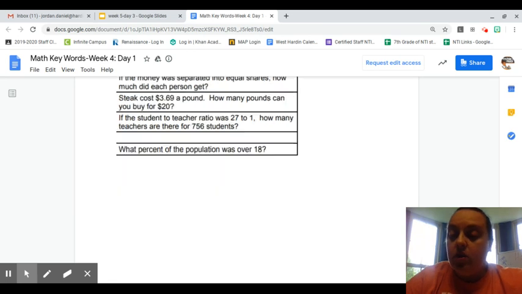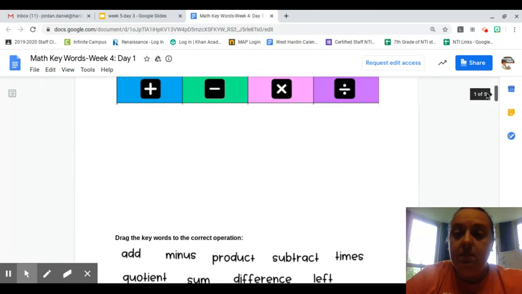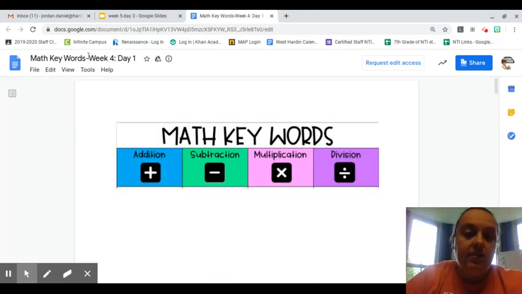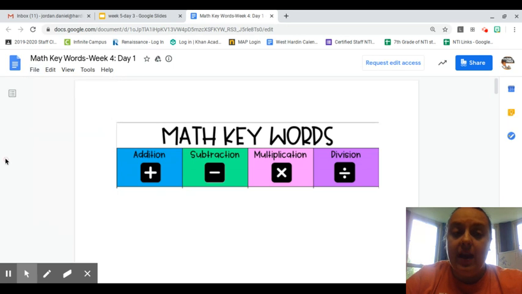You are going to make a copy of this assignment. Again, yes, it says week 4, day 1 up here, but it's week 5. You're going to go to file and make a copy. You're going to drag it, and then you're either going to share it to me or turn it in on Google. Either one of those works as long as it gets turned in. Keep that in mind.